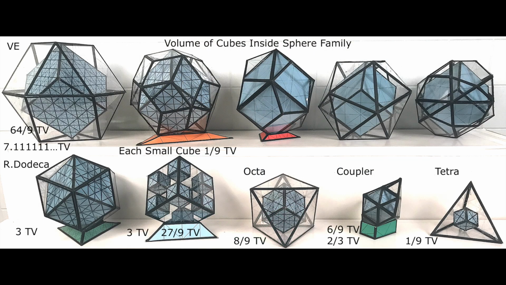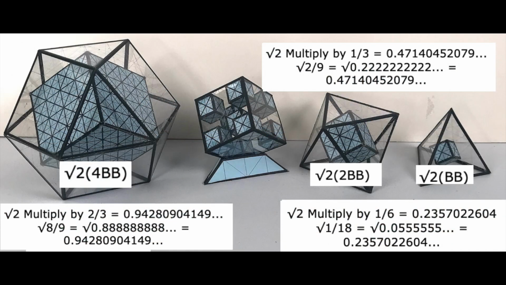Here you can see the cubes inside the sphere family. This 1/9 tetravolume is the modular unit of measure. There was one more practical building constant I found in my trial and error calculations. I saw I needed to convert all the bb numbers to 6bb to know what was the underlying numerical constant.